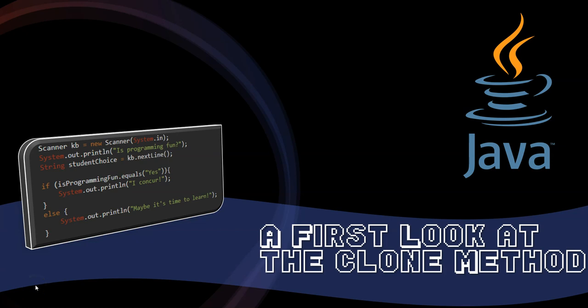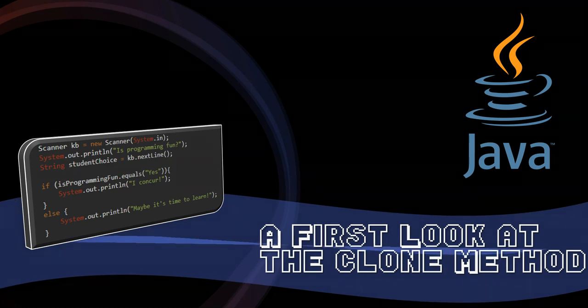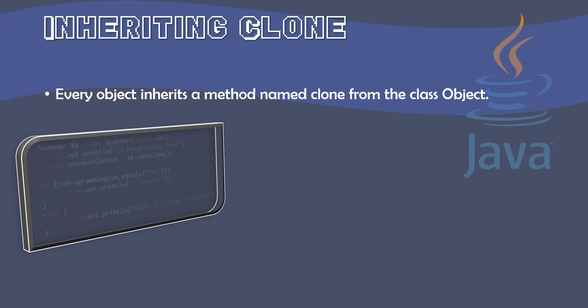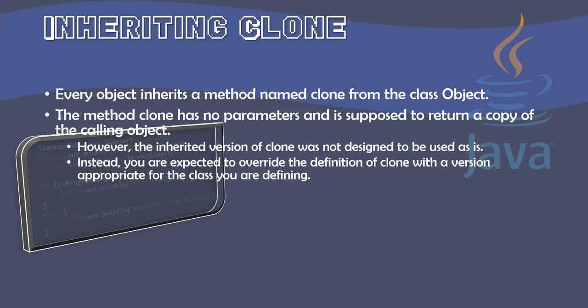And welcome back. As we continue looking at some deeper programming concepts, let's go ahead and take our first look at something known as the clone method. So the clone method is something that we actually are going to inherit here. So it's actually something we don't have to necessarily write completely from scratch because it's inherited from the class object. The method in the class object has no parameters and is supposed to return a copy of the calling object. However, the inherited version of clone was not designed to be used as is.